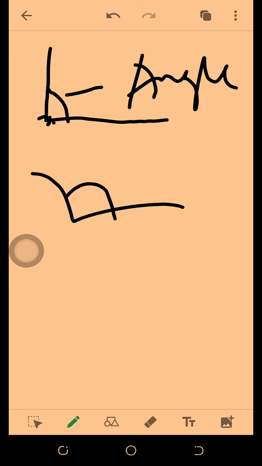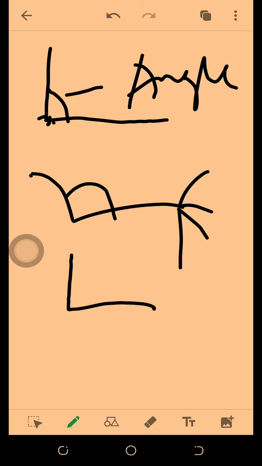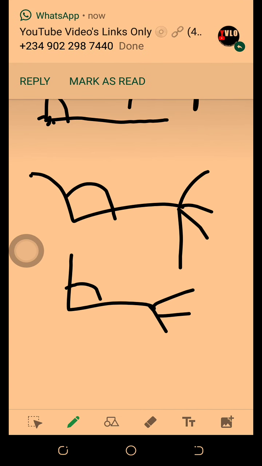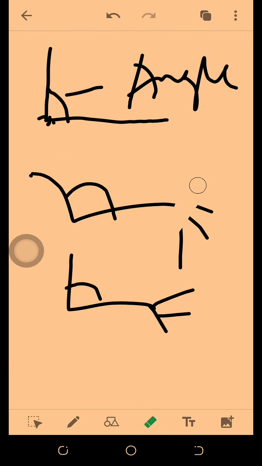Maybe this is the hand, and this is the shoulder. So once you turn your hand, any movement, an angle is formed. You can turn this way, an angle is formed. Good. So let me clean this one. So these are angles.